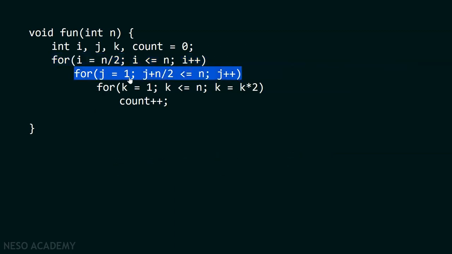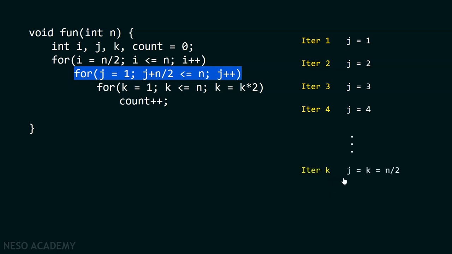Here in this case, you have j equals to 1, and this is quite interesting. Here it is written j plus n divided by 2 less than or equal to n, and here it is just j plus plus. Let's see what is happening over here. In iteration number 1, it is clear that j is equal to 1, right? In iteration number 2, j is equal to 2. Iteration number 3, j is equal to 3. Iteration number 4, j is 4, and so on. At iteration number k, j will be equal to k without any problem, because in iteration number 4 we have j equals to 4, and in iteration number 3 we have j equals to 3.